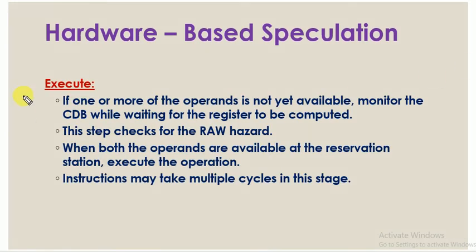Then the next stage is the execute stage. In the execute stage, if one or more of the operands is not yet available, just look at the CDB, the common data bus, while waiting for the register to be computed. It will check for RAW hazards. When both the operands are available at the reservation station, then go for execution. Then it may take a number of cycles, depending on the instruction.